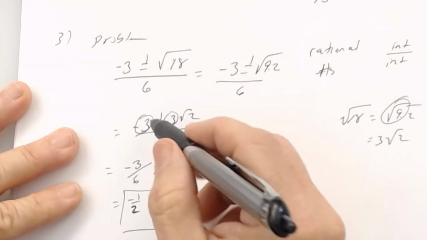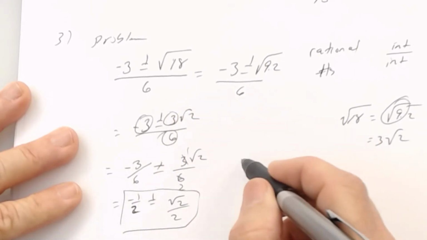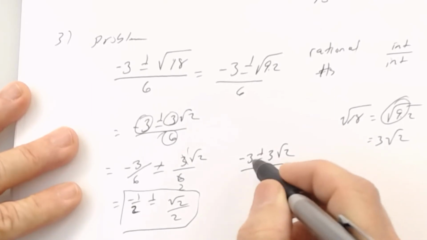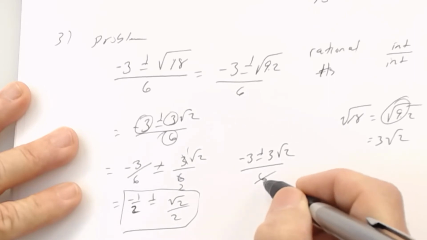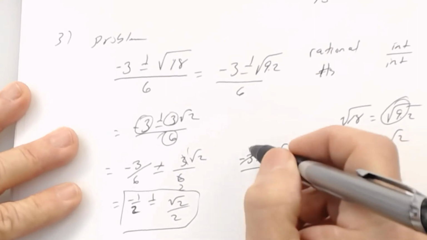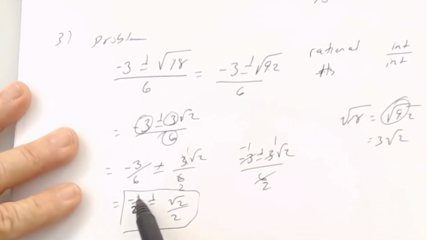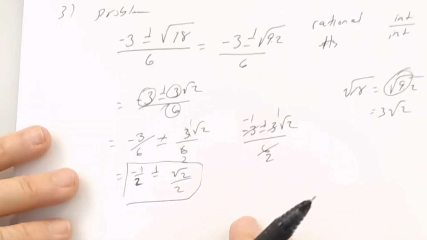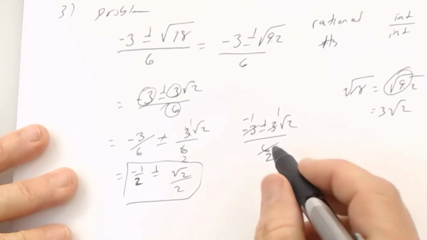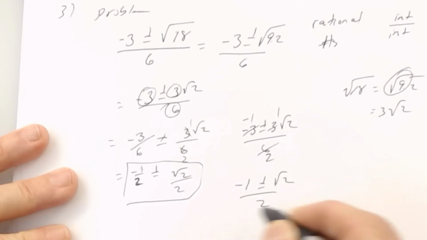Now over here, since they're all divisible by 3, 6 divided by 3 is 2. I said 2, I meant 3. So it's all divisible by 3. Negative 3 divided by 3 is negative 1, and then 3 divided by 3 is 1. So that's what you see here, 1. There are many ways you can write this. Another way to write the answer is negative 1 plus or minus the square root of 2 over 2.